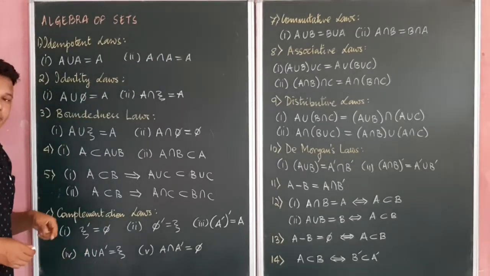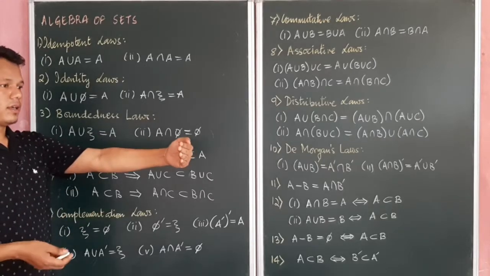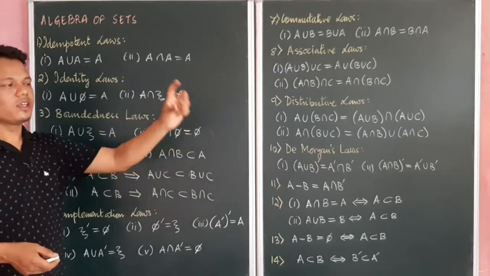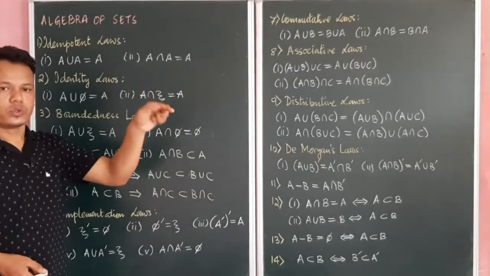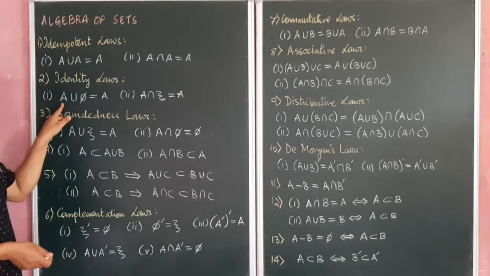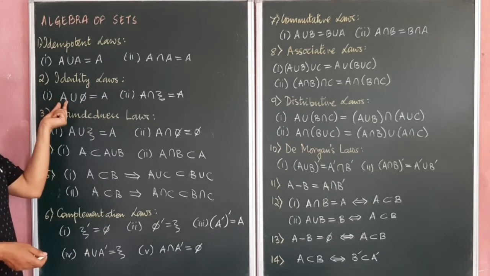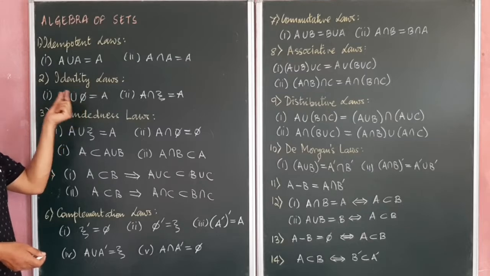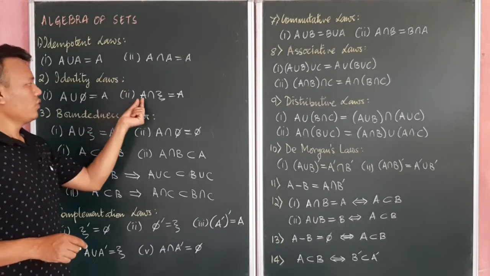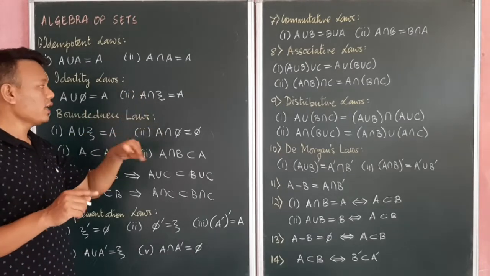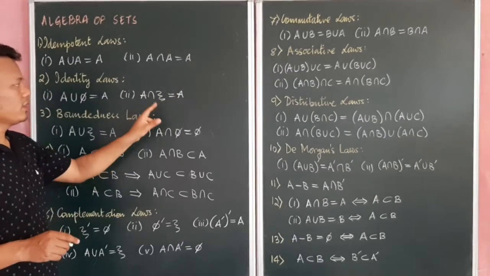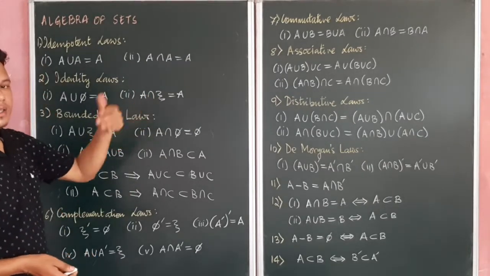Alright. Next is identity. Identity means some set is given, and after taking union or intersection, its identity should not change. That means if it is A, after that also it should remain A. So if you take the union of A with the empty set, its identity will remain as it is, it will remain A itself. Now if you take the intersection of any set A with its universal set, then also you will get A. That means the identity will remain the same.